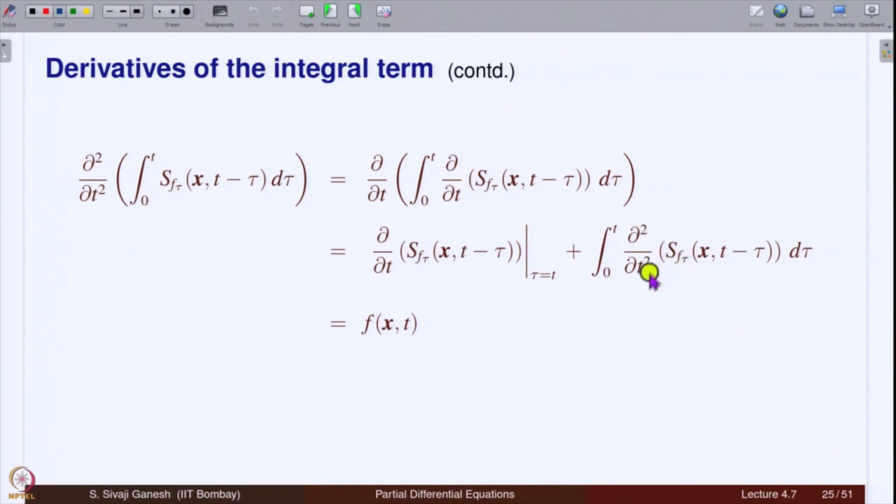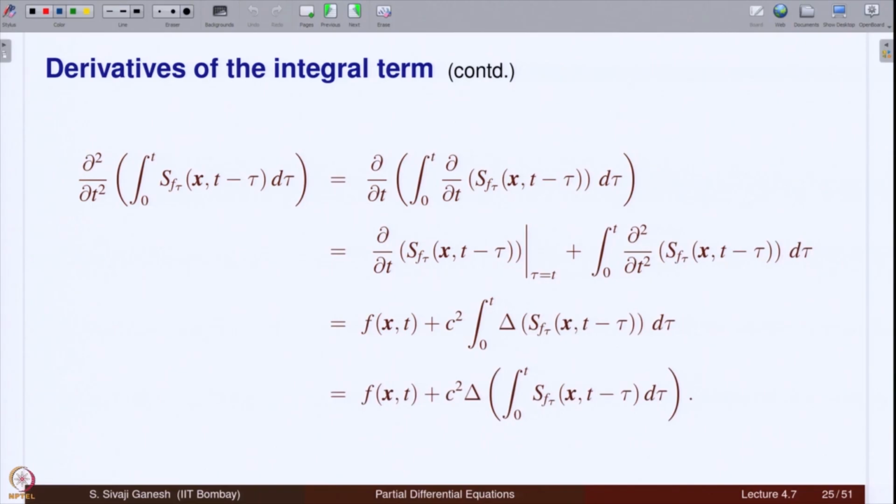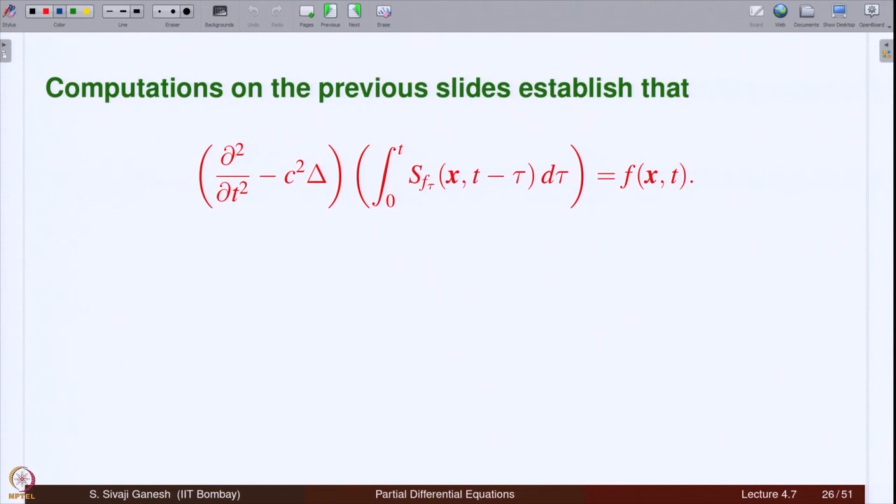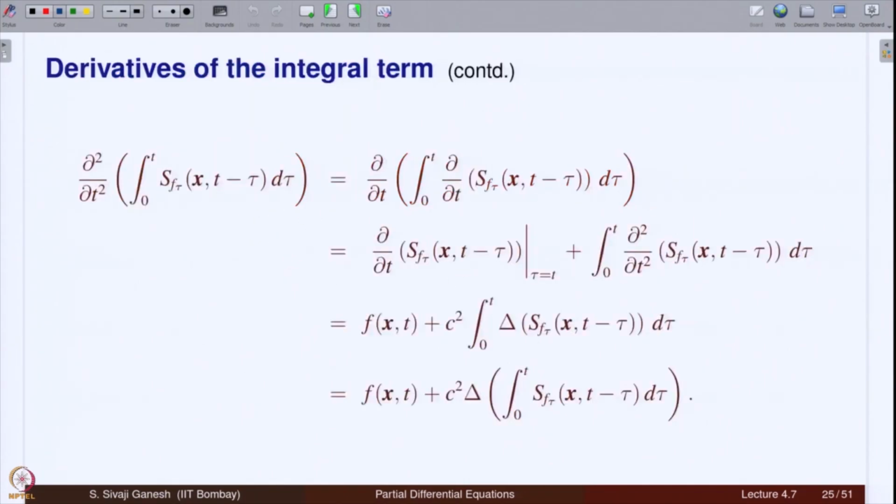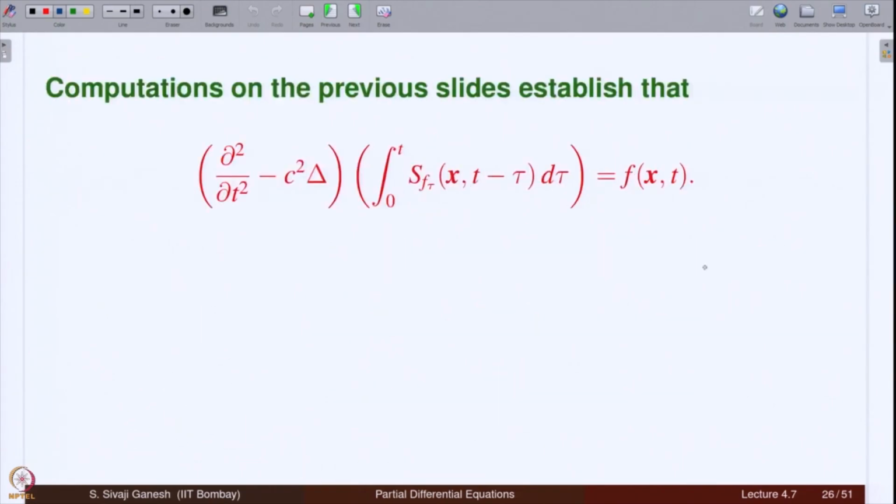Now, here we see that ∂²/∂t² of some solution, right. S of tau after all is a solution to the wave equation. Therefore, ∂²/∂t² can be written in terms of the Laplacian. So, it is c² Laplacian of whatever is here, and Laplacian comes outside and we have this. Therefore, we have proved that this integral term satisfies ∂²/∂t² minus c² Laplacian equal to f of x t, right. Take this term to the LHS, then precisely we have this.